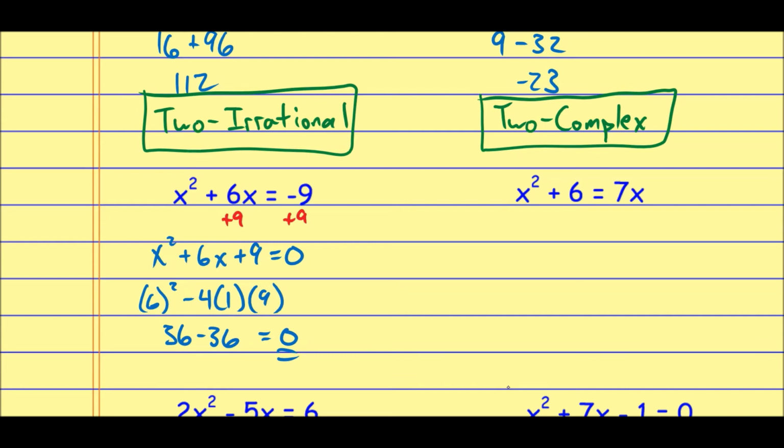Well, if I have a 0 there, it means that the plus or minus isn't even going to be there anymore. So it's only going to be one solution, and that solution is going to be rational because it's going to be expressed as a fraction. So one rational solution.